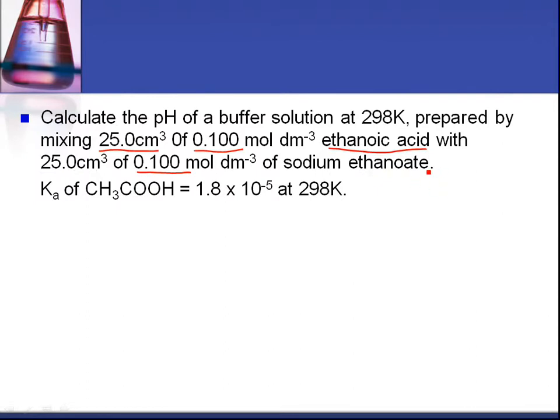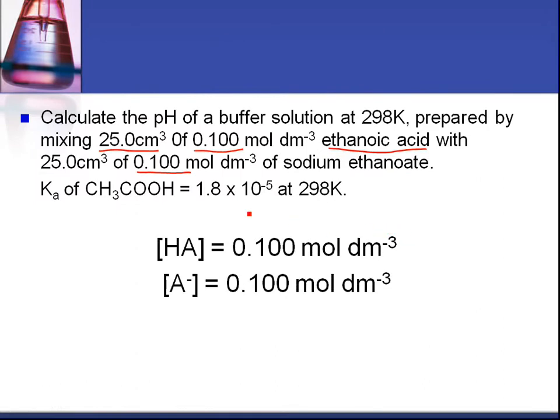So there's our salt. Okay, so what we're going to assume is the concentration of the HA, the weak acid, is the same as the initial, which gives us 0.100 mole per decimeter, and the concentration of the A negative, or the ethanoate ion, is going to be 0.100 mole per decimeter.